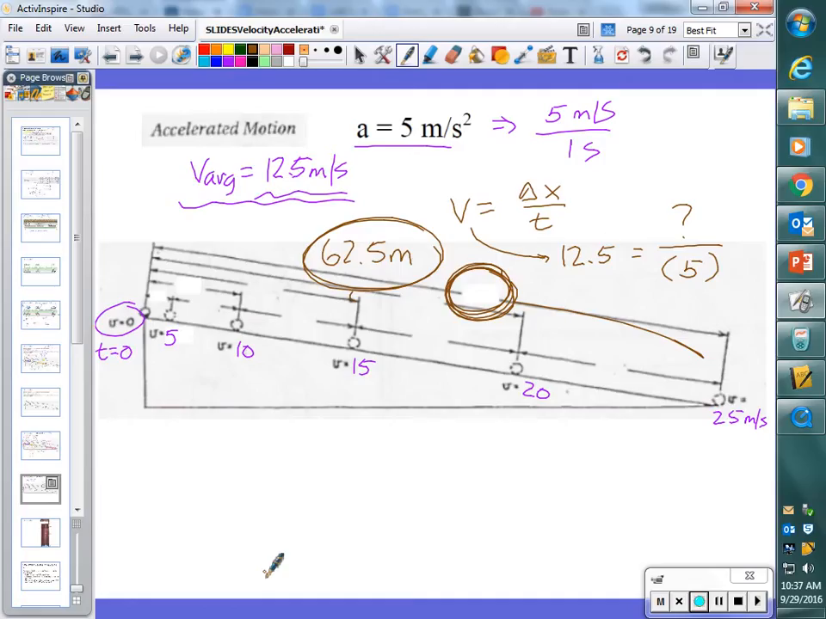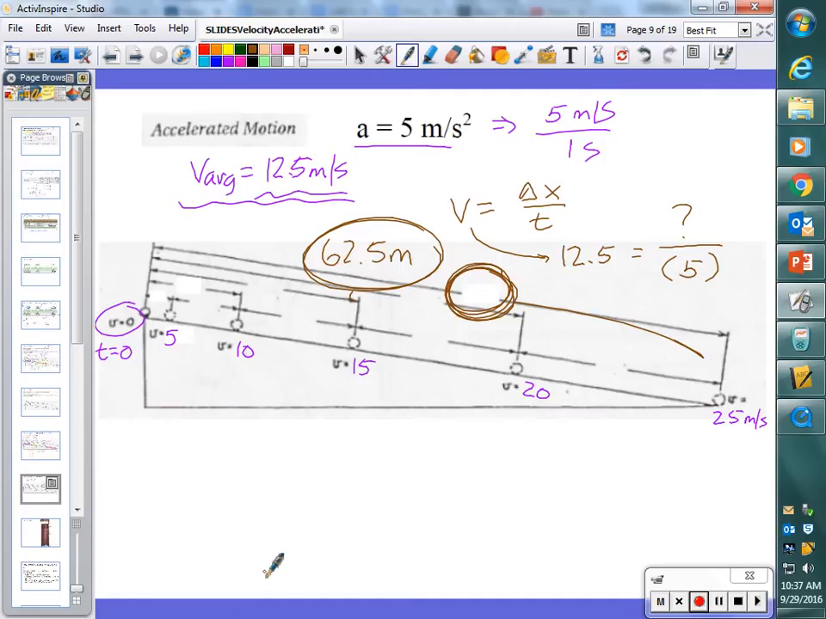Same procedure, just now we're looking at it over a more extended period of time, which is fine. We just have to make sure we plug in the right time frame into that velocity equation. Good there? You okay with that? Okay.